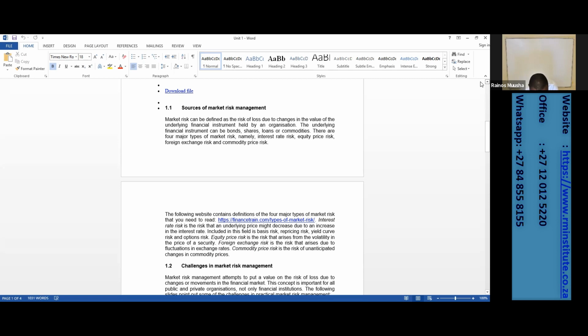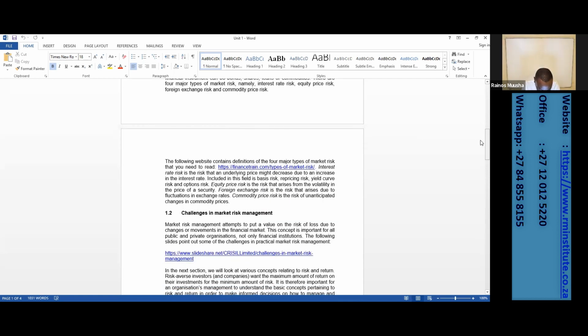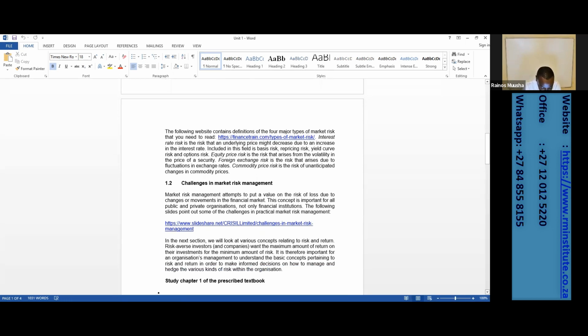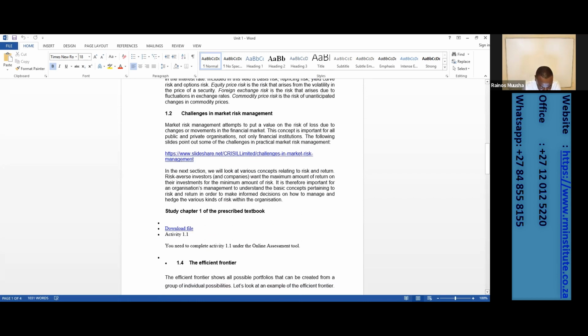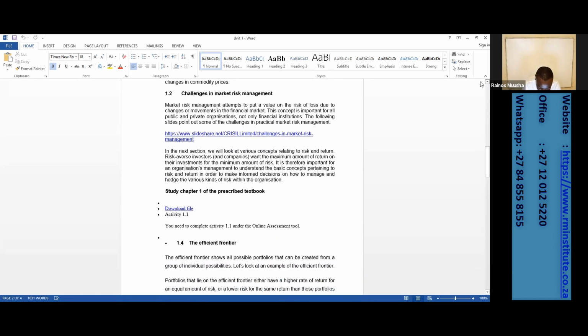There are four major types of market risk, namely interest rate risk, equity price risk, foreign exchange risk, and commodity price risk as well. Then they say the following website contains the definition of the four major types of market risk that you need to read as well. So you can go through this link on your own time, and go through the four major types of market risk on your own as well. But I feel like we've already discussed it, and it's going to be discussed in the textbook anyways. Then on section 1.2, yes?